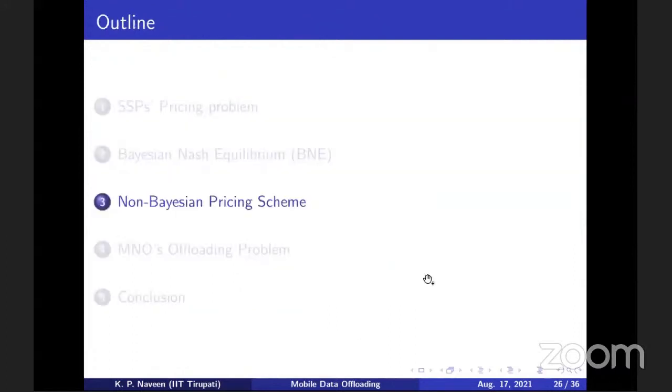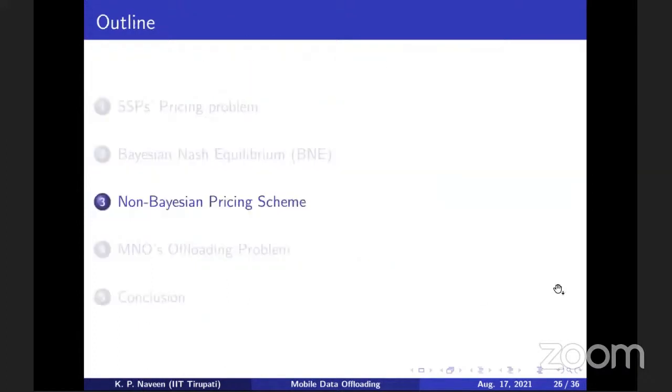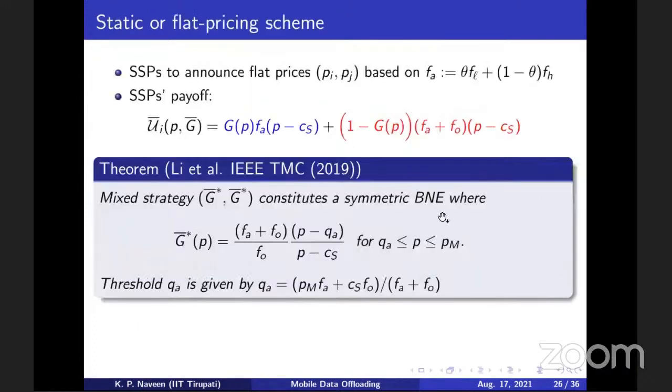So this was the Bayesian framework, and the SSPs achieve some utility, which is the average of the utility achieved when the flow is low and when the flow is high, U star. We'll do some comparison with a non-Bayesian pricing scheme.